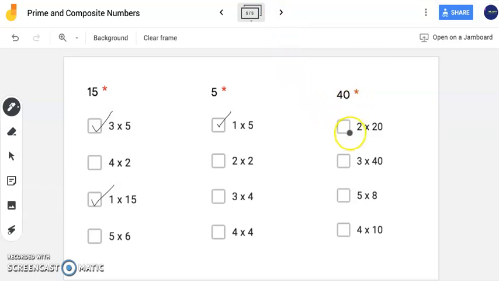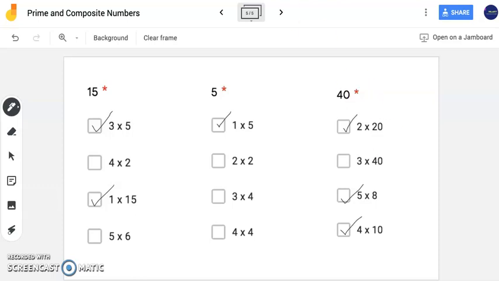Now we have 40. First, we look at 2 times 20, which happens to be 40. 3 times 40, well, that's impossible. That can't be 40. 5 times 8 is 40, and 4 times 10 is also 40. That gives me 3 correct answers, 6 factors. Clearly, the number 40 has more than 2 factors, which is why we can classify the number 40 as a composite number.